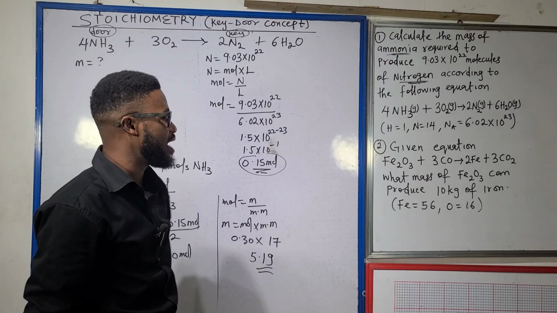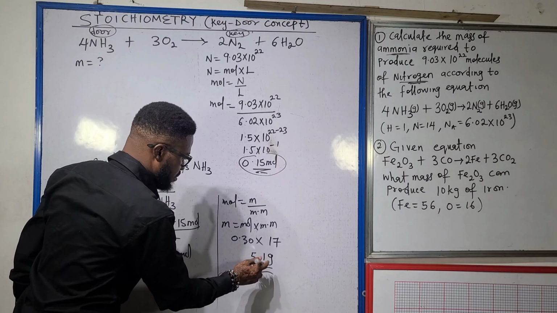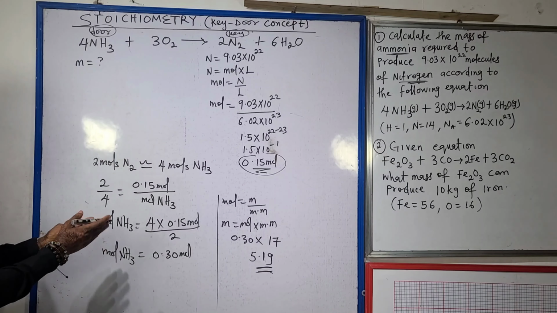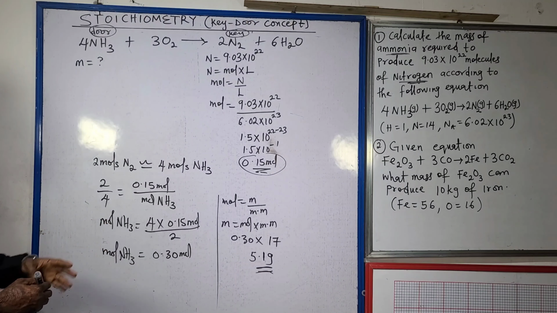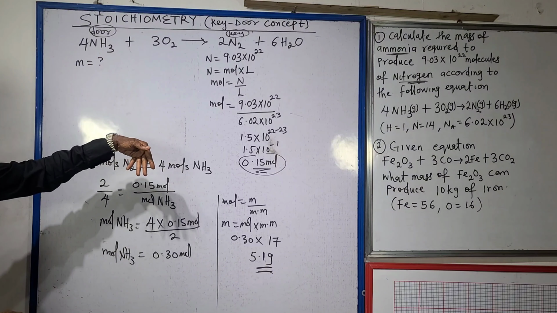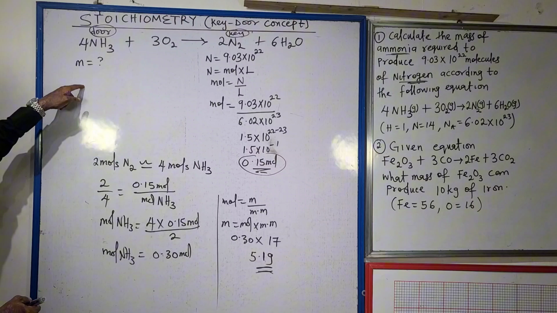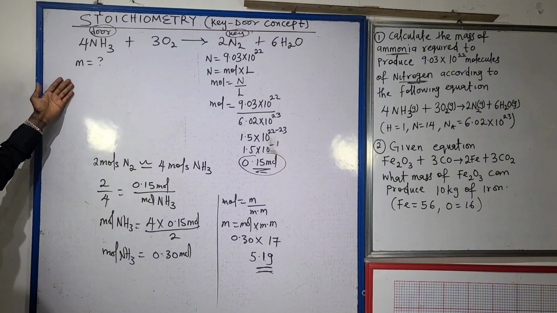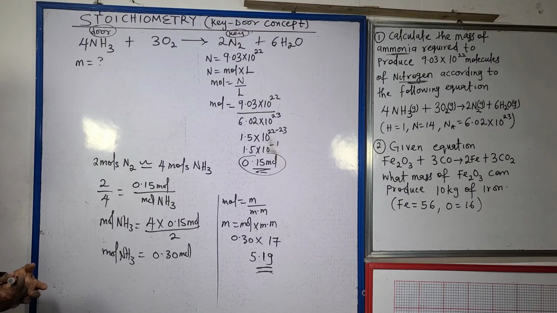Look at it, calculate the mass of ammonia. Mass of ammonia here is 5.1 gram. And with this, I'll be correct. Look at the process again. Identify your key, convert your key to mole, use your mole to unlock the mole of whatever you're looking for, convert that mole into whatever the question wants you to do.